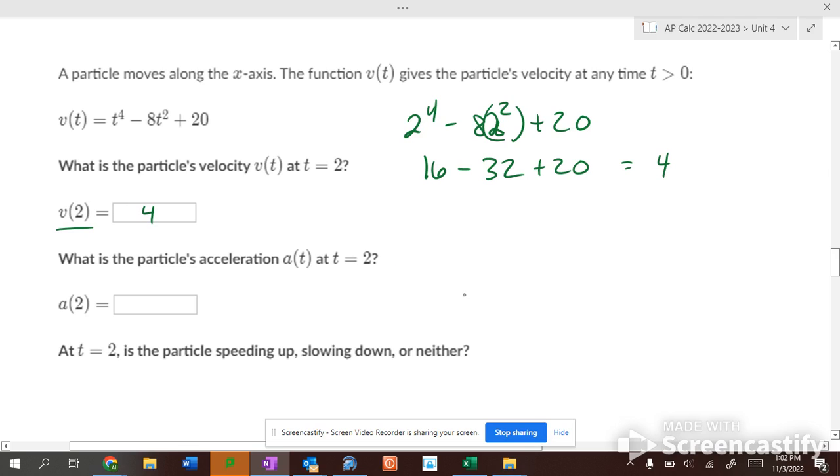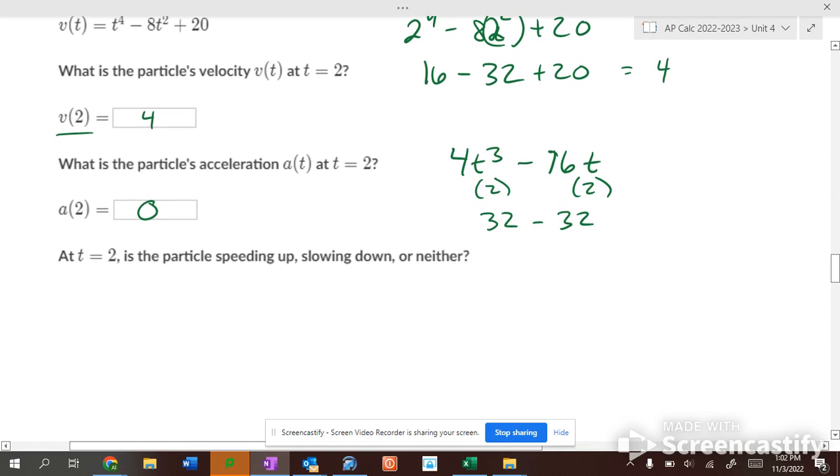What's the particle's acceleration at time equals 2? To find the acceleration, acceleration is the what of the velocity? First derivative. So it's 4t cubed minus 16t, and then the 20 disappears, put in a 2. So 4 times 8 is 32 minus 32. It is 0. It's not speeding up or slowing down. Okay, its acceleration at 2 is 0. It's just going at constant velocity. So is it speeding up, slowing down, or neither? Well, it's neither.